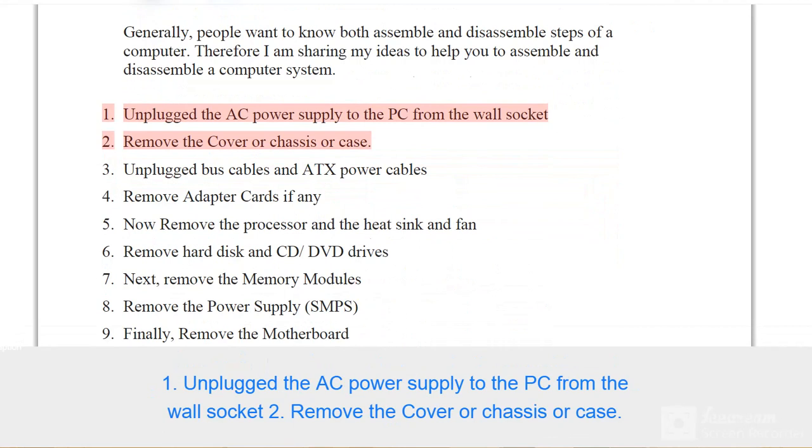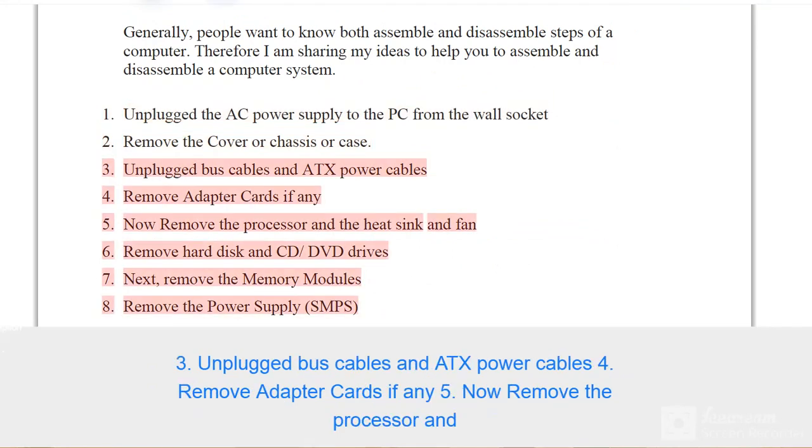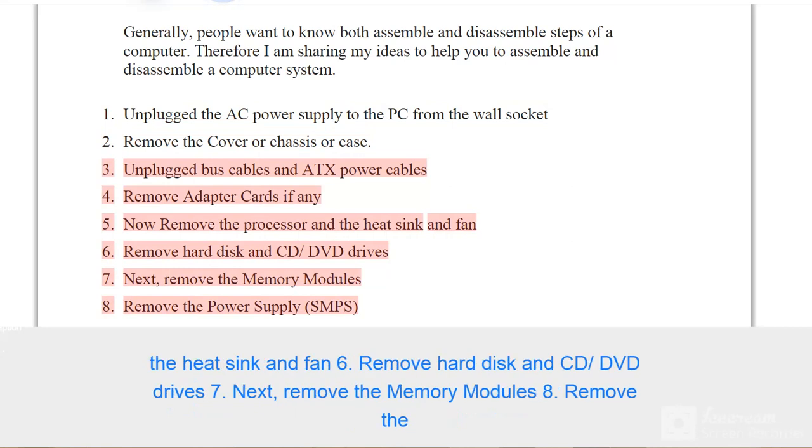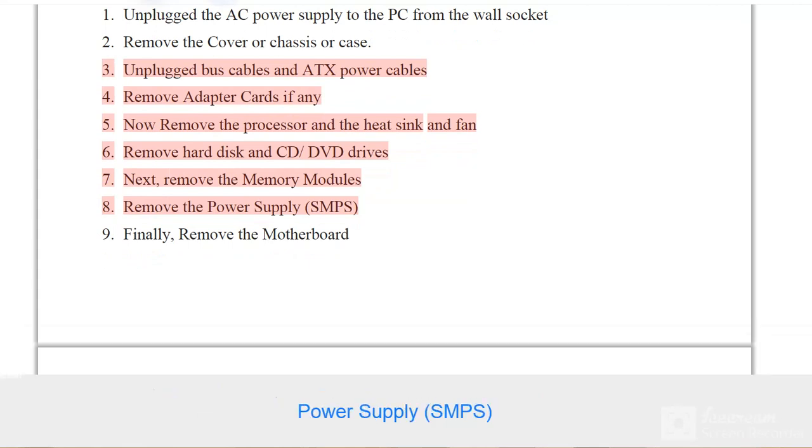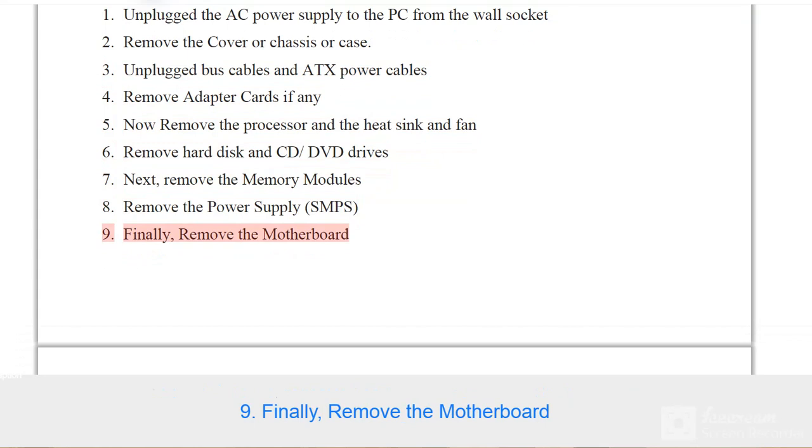1. Unplug the power supply to the PC from the wall socket. 2. Remove the cover or chassis or case. 3. Unplug bus cables and ATX power cables. 4. Remove adapter cards if any. 5. Now remove the processor and the heat sink and fan. 6. Remove the hard disk and CD/DVD drive. 7. Next, remove the memory modules. 8. Remove the power supply, SMPS. 9. Finally, remove the motherboard.